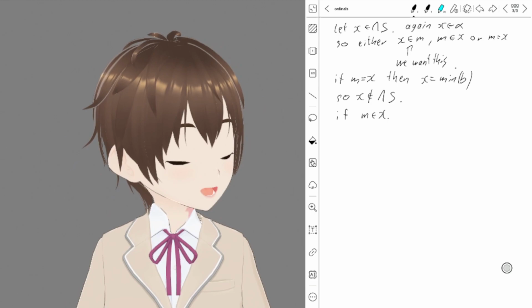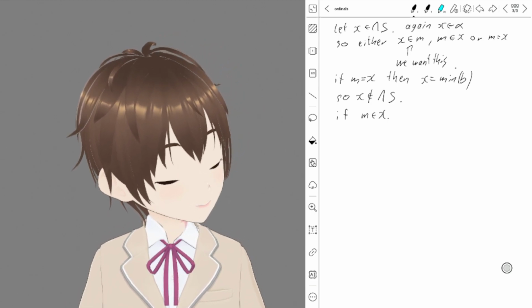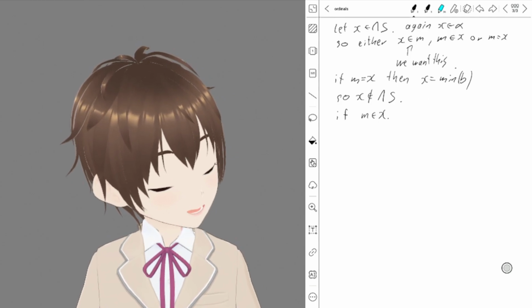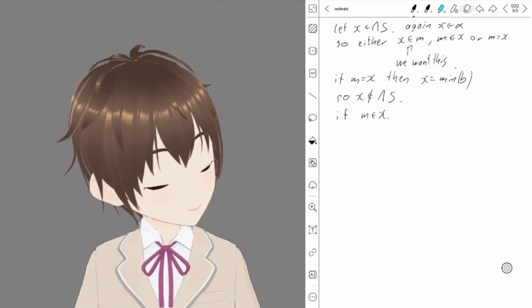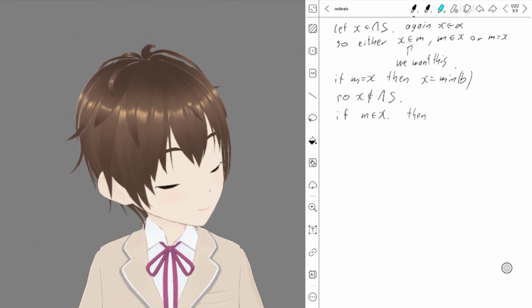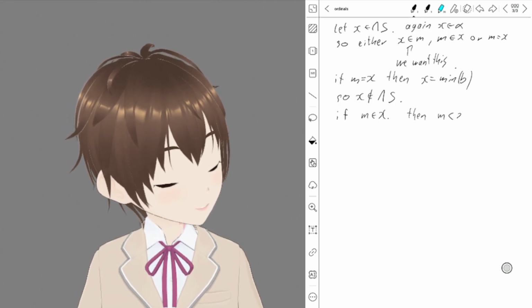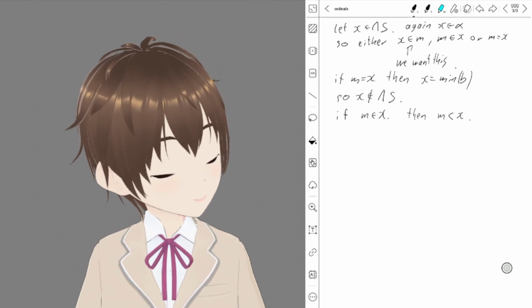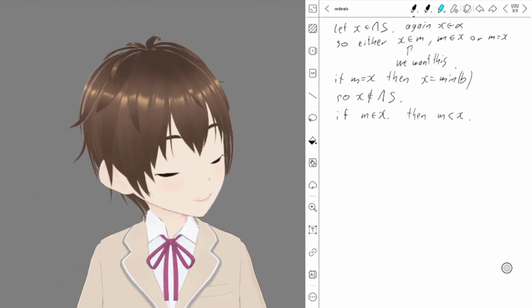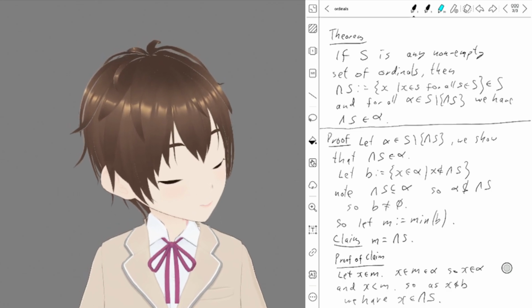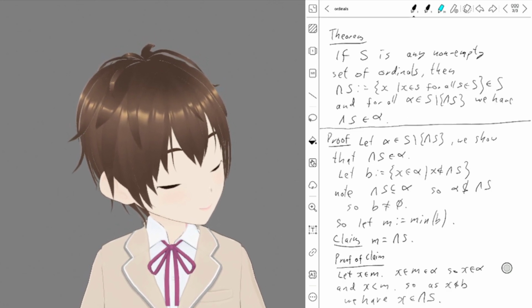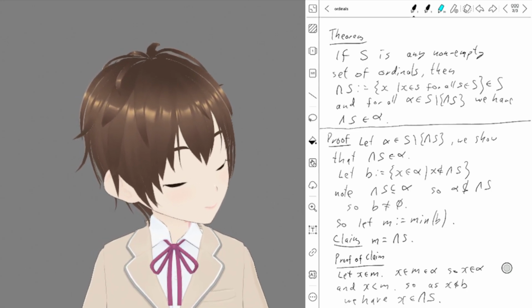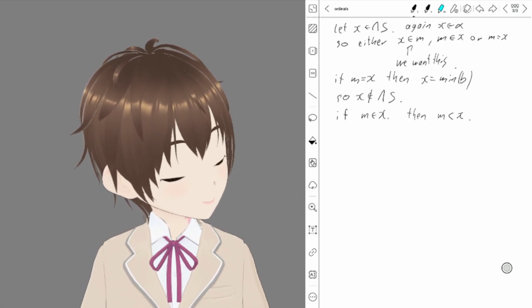Okay, so if M is an element of X, then I want to reach another contradiction. So in this case, this means that M is less than X. These are both elements of alpha. And if M is less than X, that means X is bigger than the smallest thing which is not contained in the intersection.